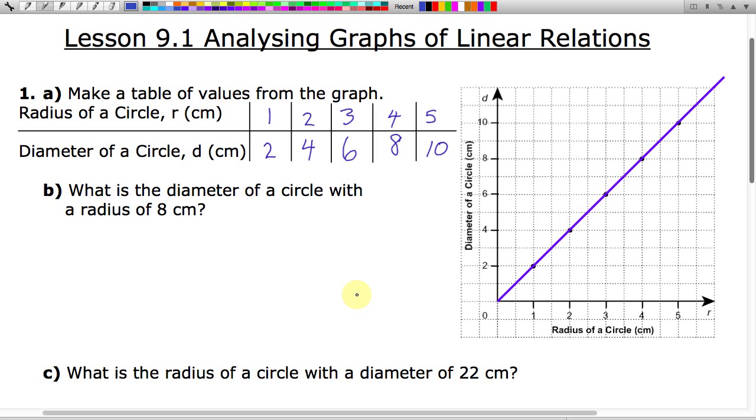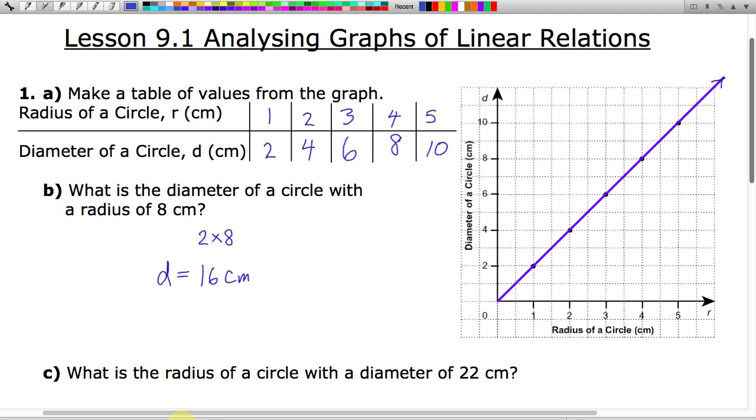So I could use the graph. That's one thing I could do. Or if I'm smart and I realize that d is always 2 times r, I can do 2 times 8 to get my answer. And of course that will give you a diameter of 16 centimeters. So a number of ways that you can do that. When you're analyzing the graph, you can use that graph to extend or extrapolate beyond, that's the technical word for it, and figure out if we went far enough in that direction, we'd be able to get to r equals 8 and you'd have d equals 16.